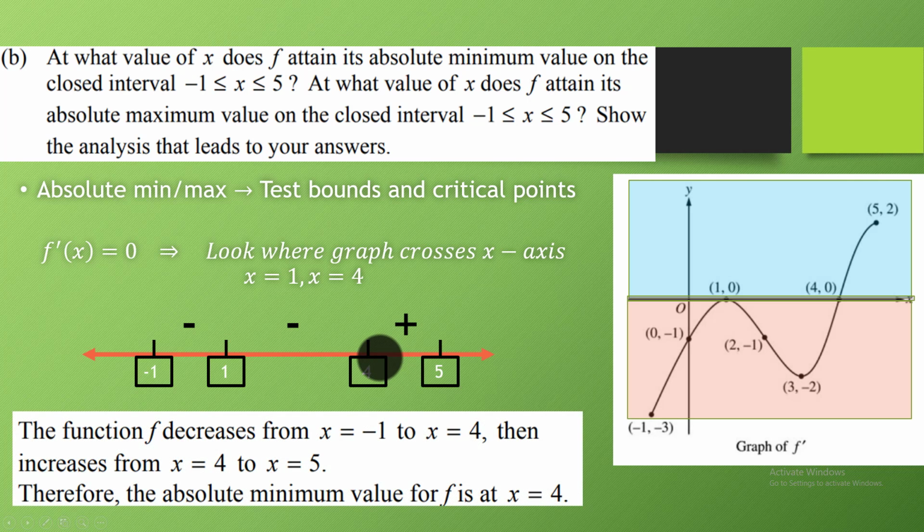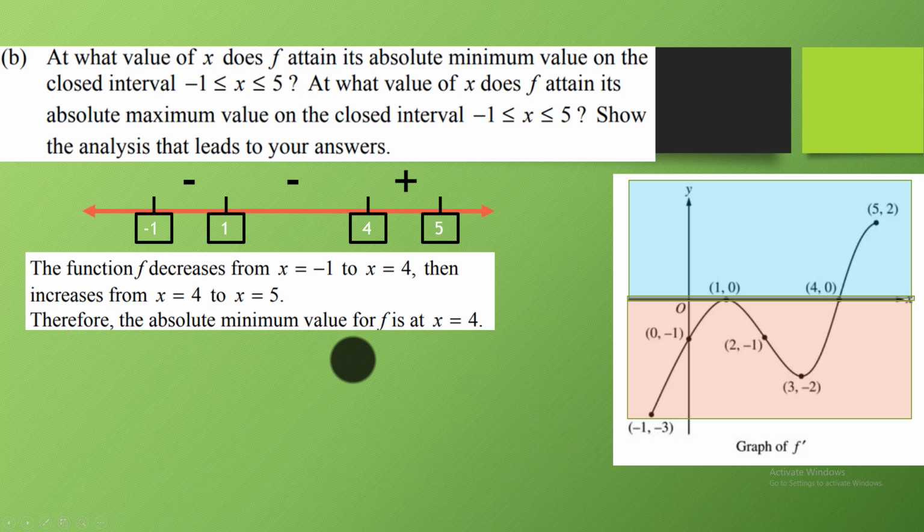absolute minimum. So we can say this mathematically by saying the function f decreases from x equals -1 to x equals 4. We know that with the number line. Then increases from x equals 4 to x equals 5. Therefore, the absolute minimum value for f is at x equals 4.